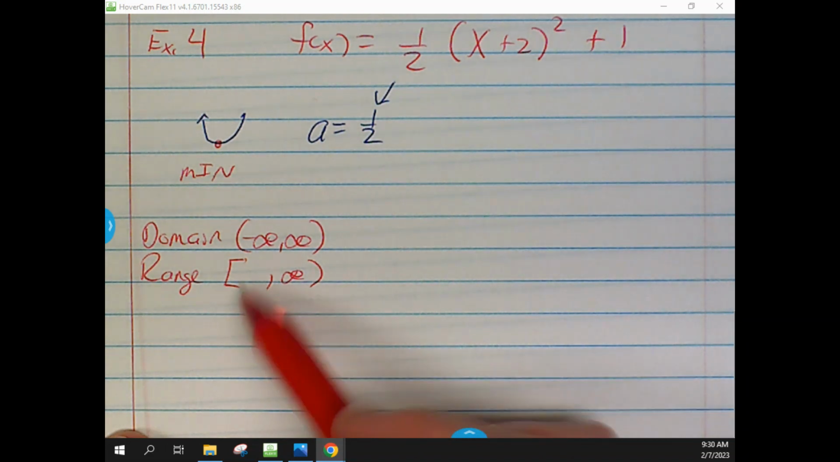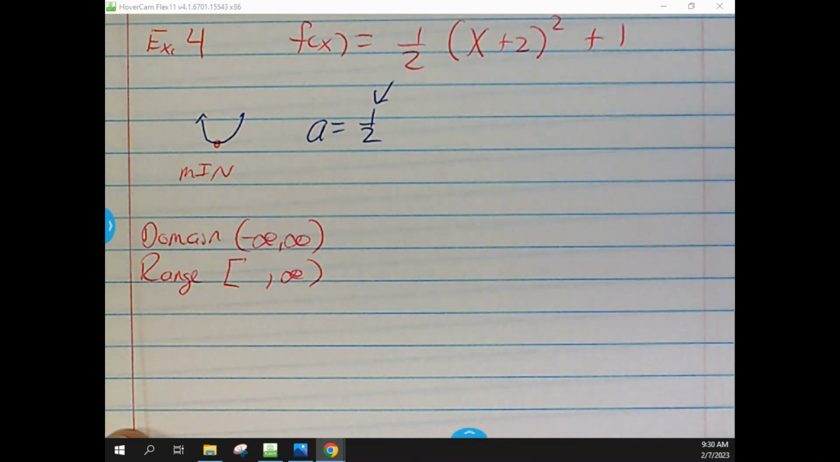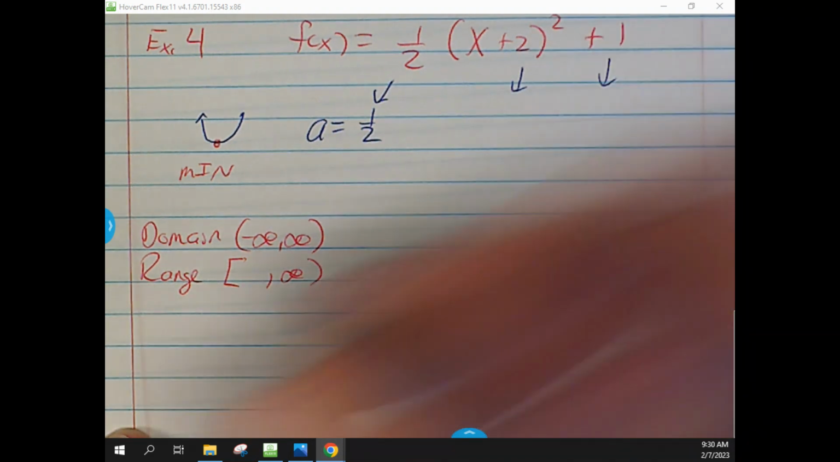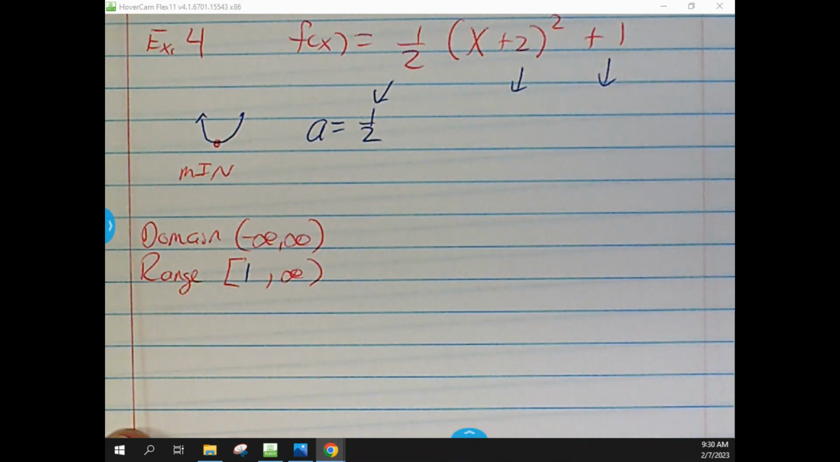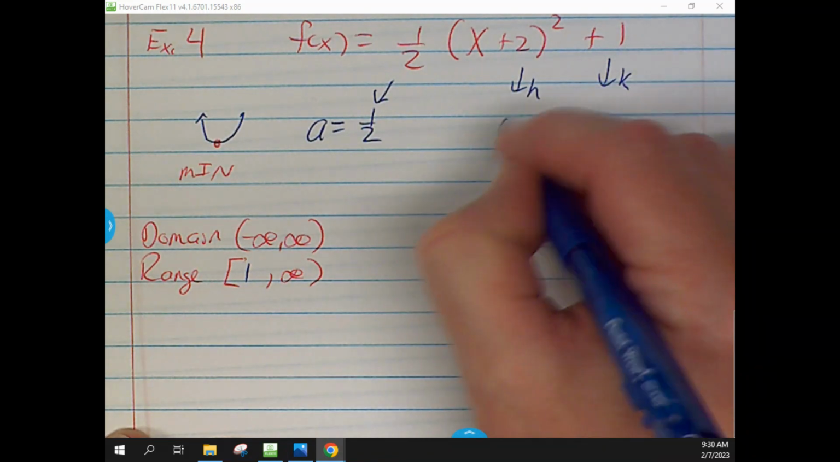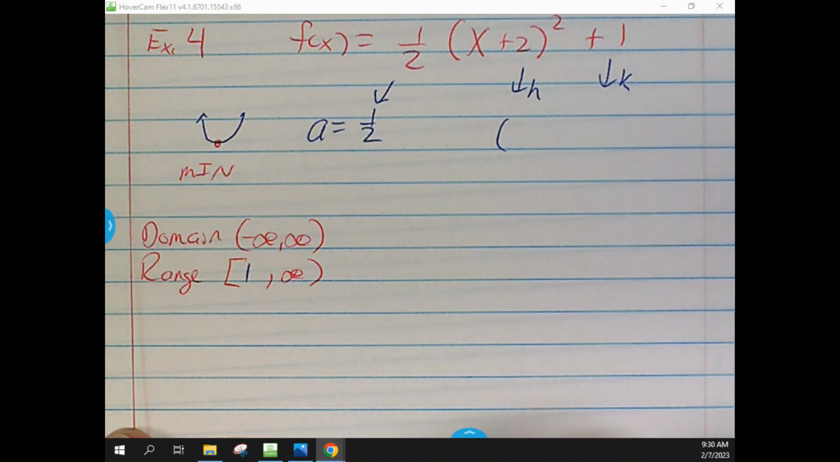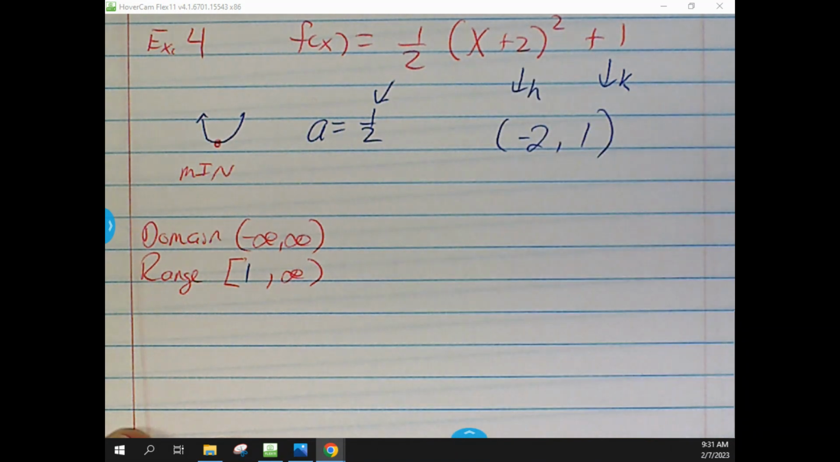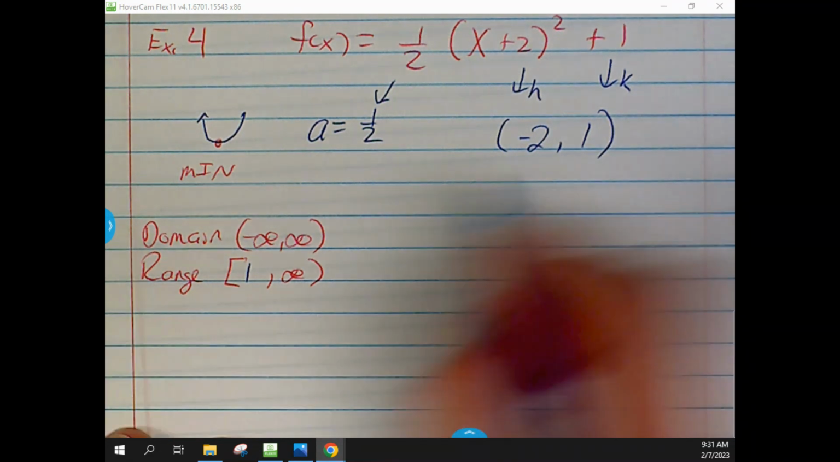And again, we're going to get that number from what's on the outside. So that's going to be this number. So that's going to go from 1 up to infinity. So for the h, k value, you can change this number because it's got to go opposite way from what it says. So we're going to go to -2, 1 for the vertex.